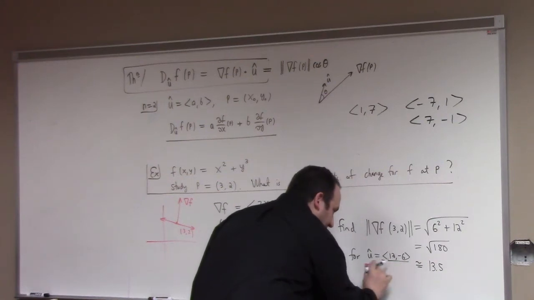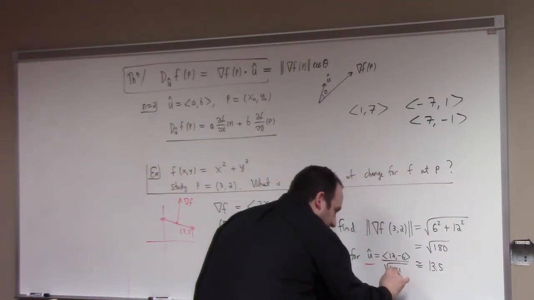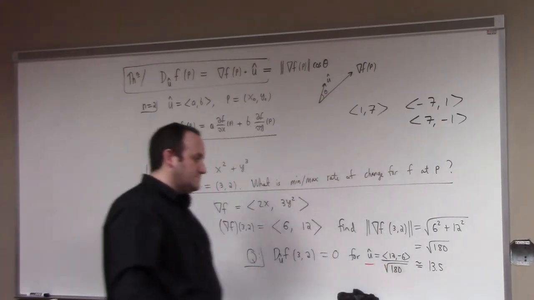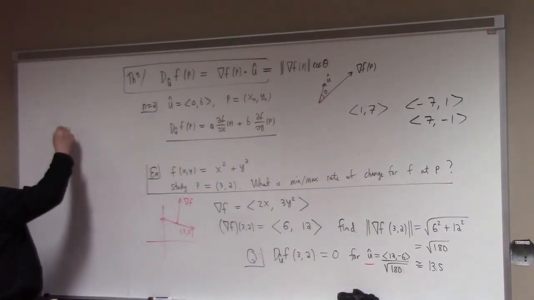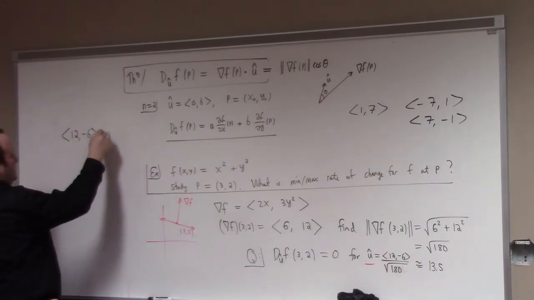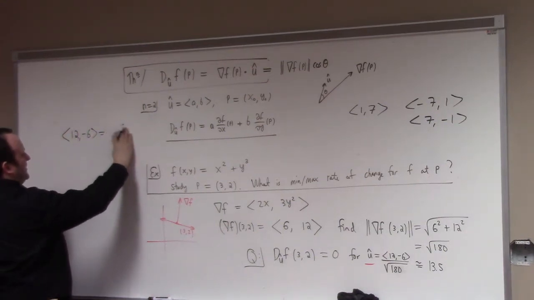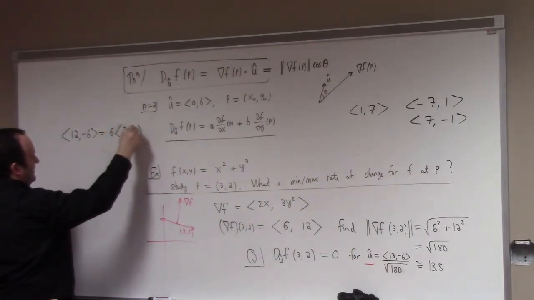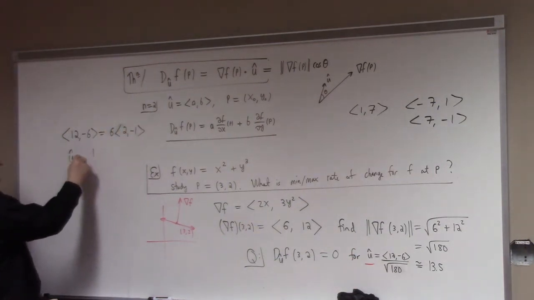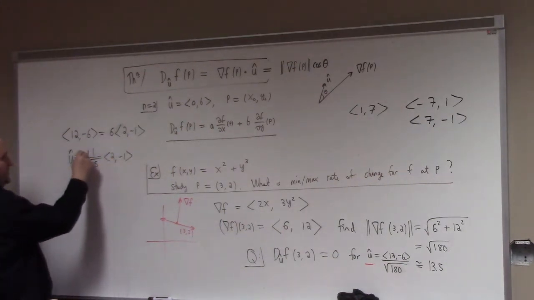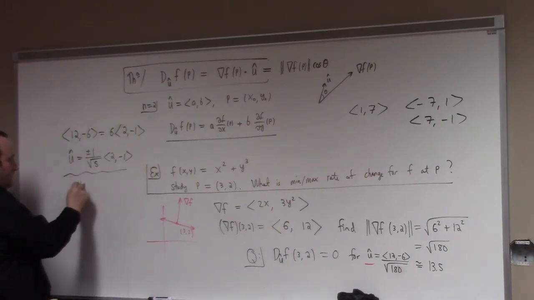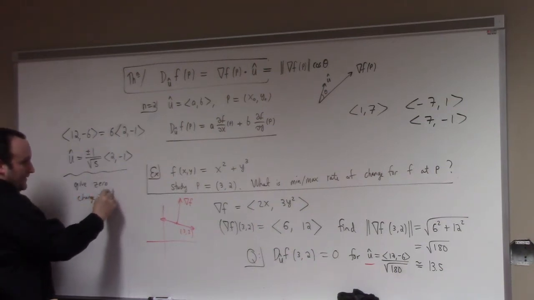So I can divide that by the square root of 180. But that could be simplified, right? There's a better way to do that. If we do 12, minus 6, that's 6 times what? 2, minus 1. So my u hat that I want is 1 over the square root of 5 times 2, minus 1. In fact, plus or minus this gives 0 change at 3, 2.